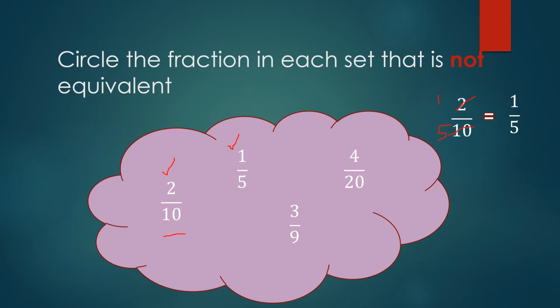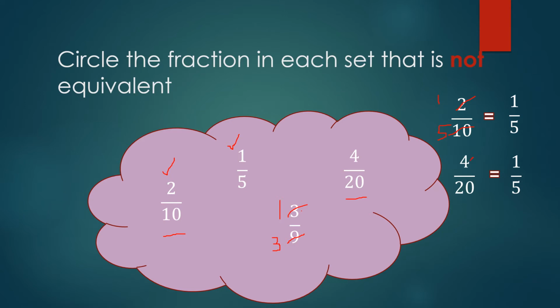Now let's check 3 upon 9. Let's reduce this one. The simplest way to check this fraction is to start with the table of 3. Okay? 3 ones are 3 and 3 multiplied by 3 is 9. So we can see that this 1 upon 3 is not equivalent to 1 upon 5 and 2 upon 10, right? But before we get our final answer, let's check the last fraction 4 upon 20 as well.